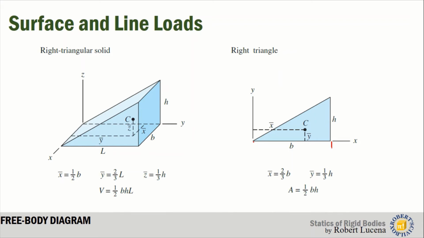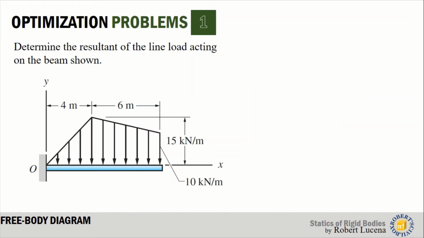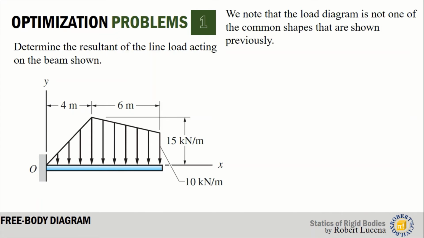So if your load diagram is a triangle, you simply get the area of the triangle, and that would be the resultant of the force. Okay, so to fully appreciate our topic, let's have an optimization problem wherein a line load is imposed on a cantilever beam. But as you can see, this load diagram is not the usual shape we have previously discussed, but we can solve this one by practically dividing this load diagram into regions. So our objective is to get the resultant force of this load diagram. We note that the load diagram is not one of the common shapes shown previously.